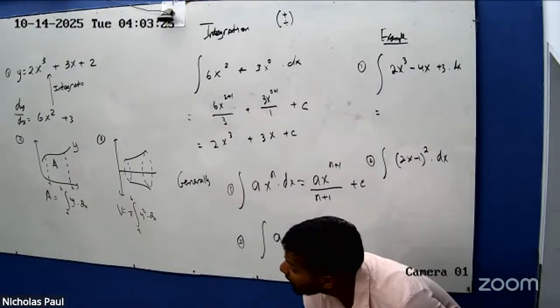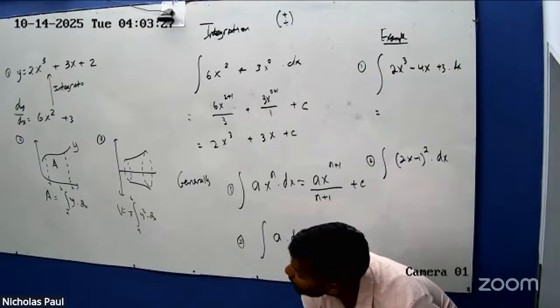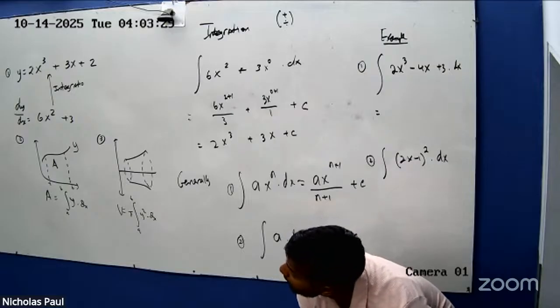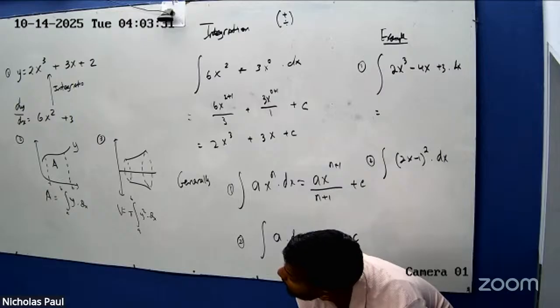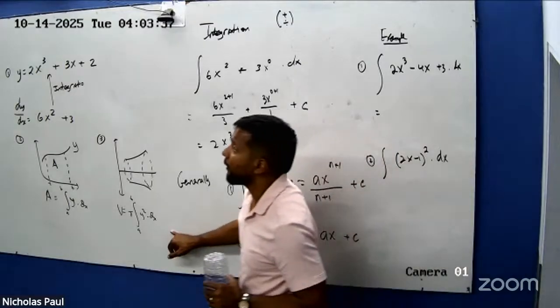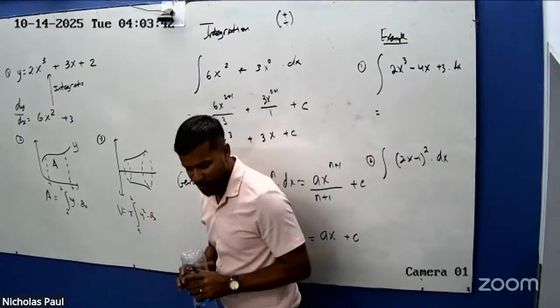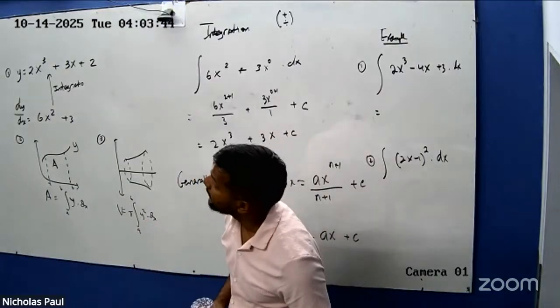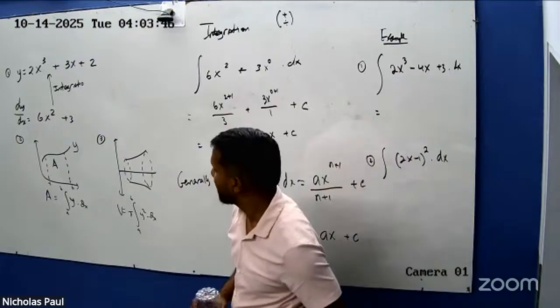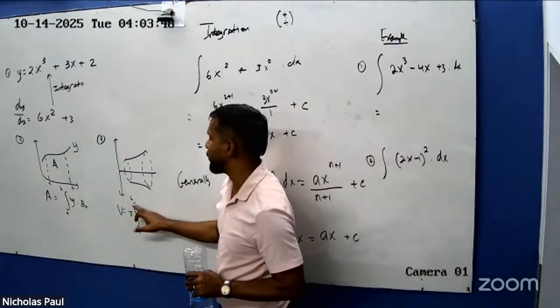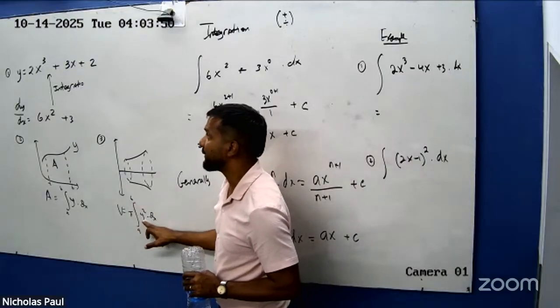Copy down fast again. No, we did it already, but just going to work. You can't do it. Or the volume formula, right? It is pi times the integral between b and a of y squared dx.